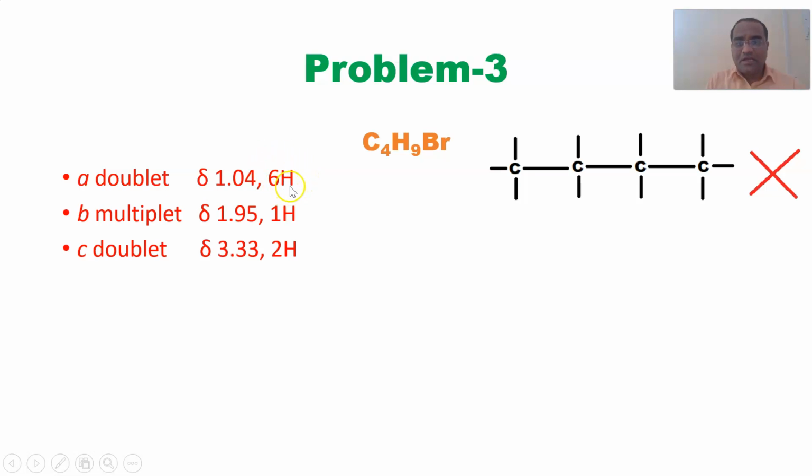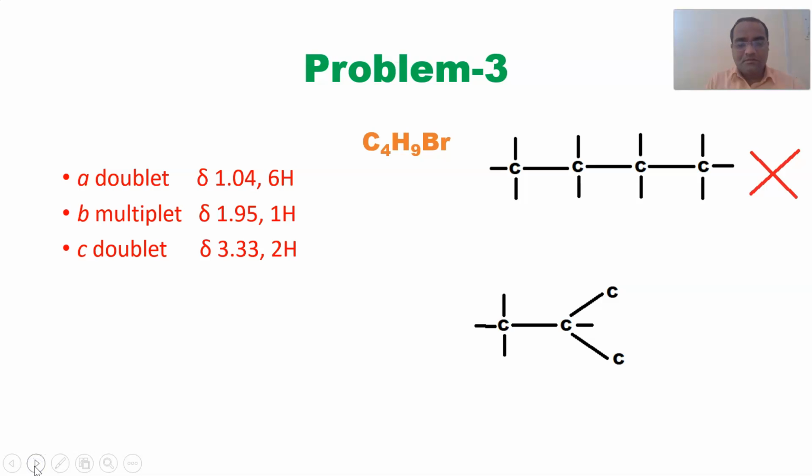6H gives a hint that it has CH3 branches. So whenever you come across 6H or 4H or 9H, you understand that it might be 2 carbons, or it might be 3 carbons when it is a 9H.